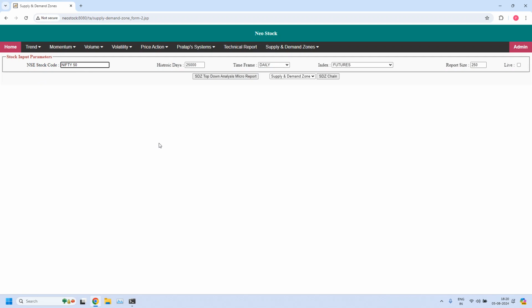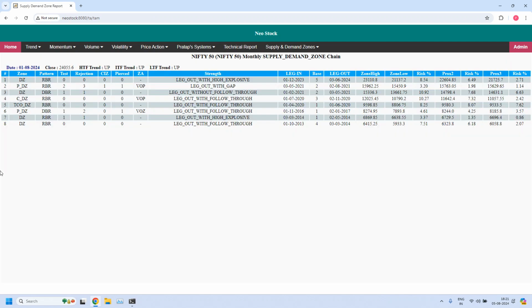So NIFTY, let me start with a monthly time frame. Let me enable the supply demand zone chain. I am generating a, sorry, I made a mistake, this is weekly. Let me start with monthly. So I am generating a monthly supply demand zone chain for NIFTY. So this is the monthly supply demand zone chain. Look into the zone column for finding high liquidity zones, if any. And also look into the pierced count. If any of the zones are pierced, just ignore them. And the rest of the columns you are aware of.